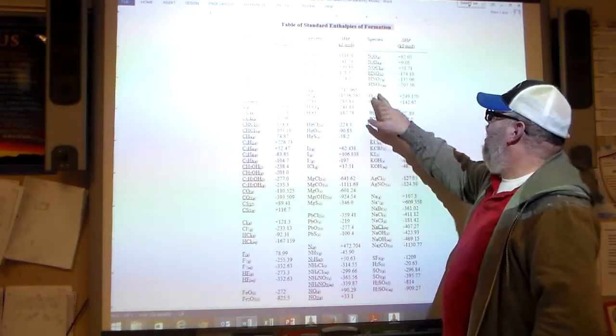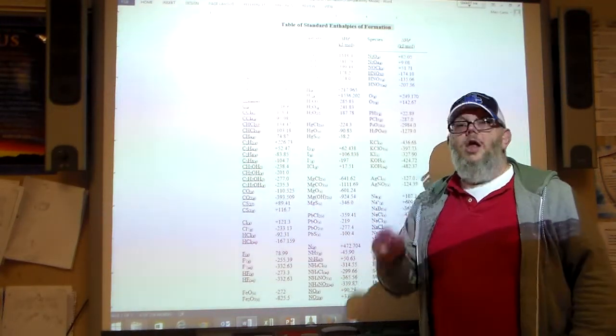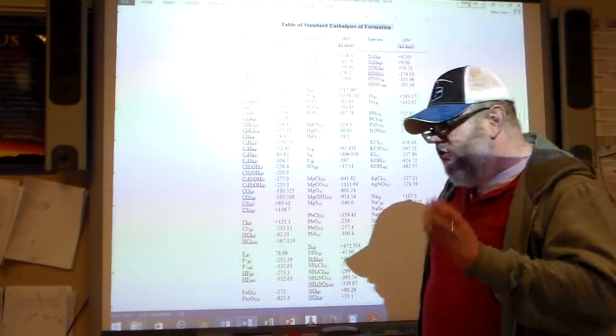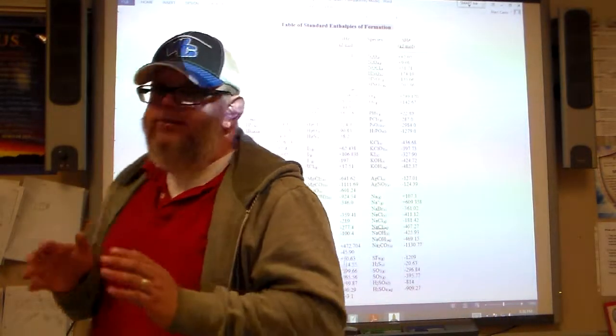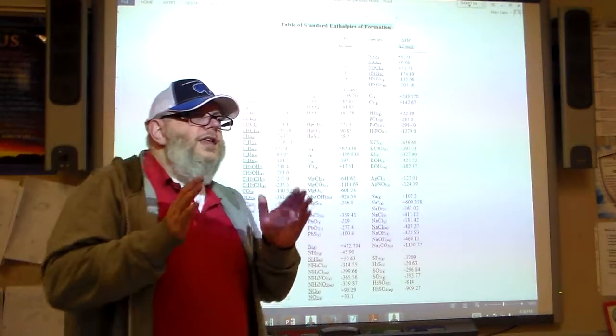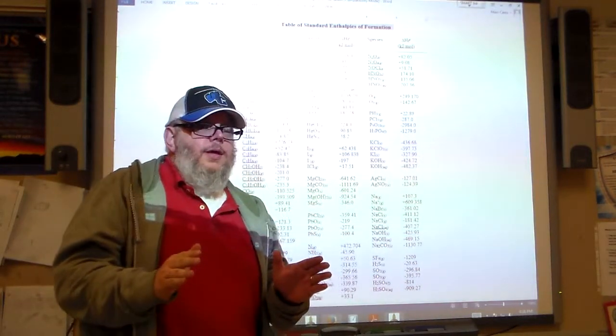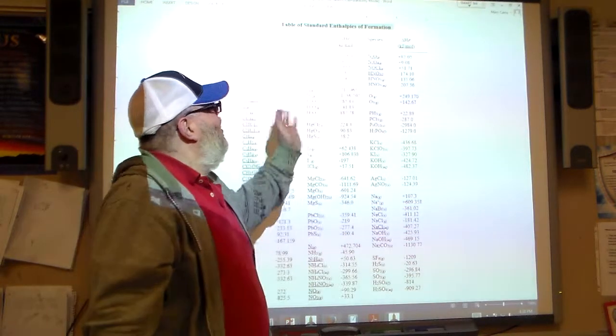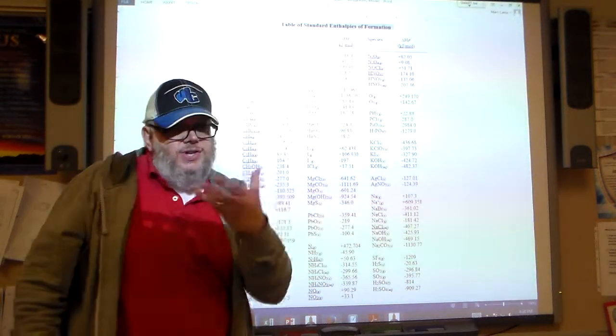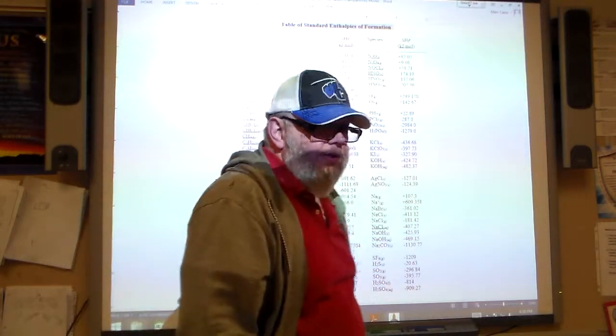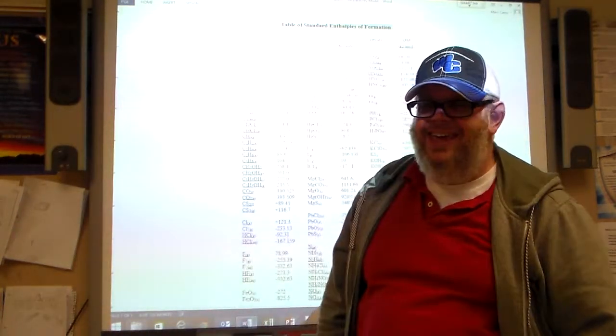Now you'd say, but wait a minute, I don't see the O2 listed in there. Correct. There is a reason why, and that is when an element is in its stable form, its most stable form, it's going to have a heat of formation value, a standard enthalpy of formation value of 0, nothing.